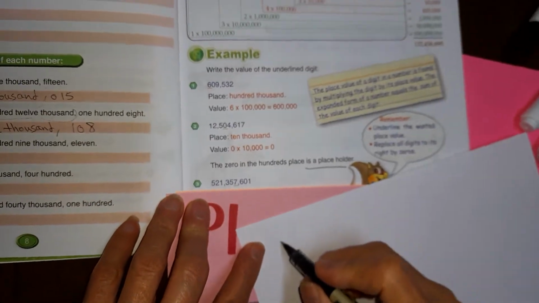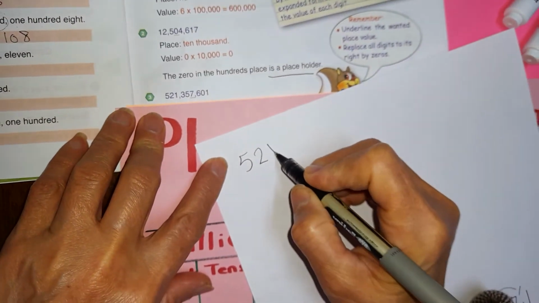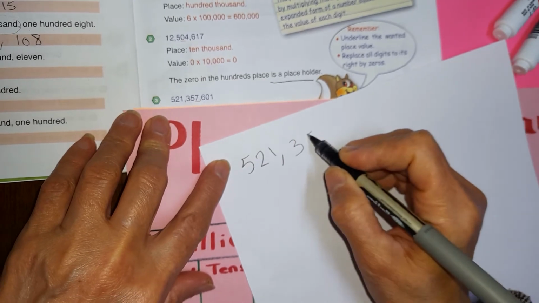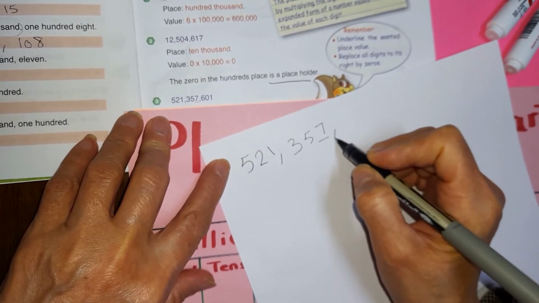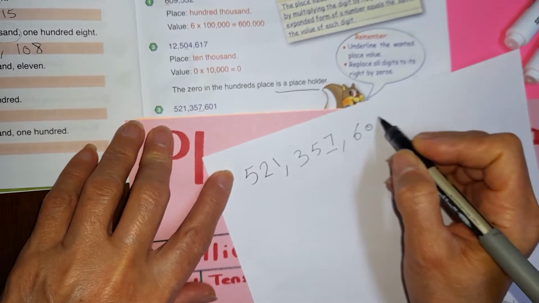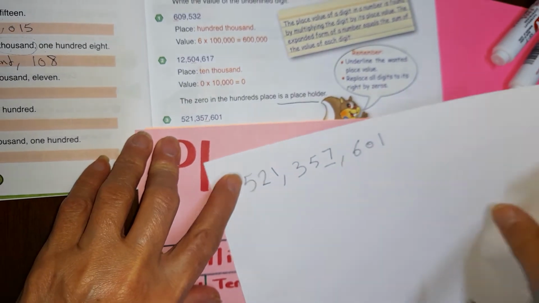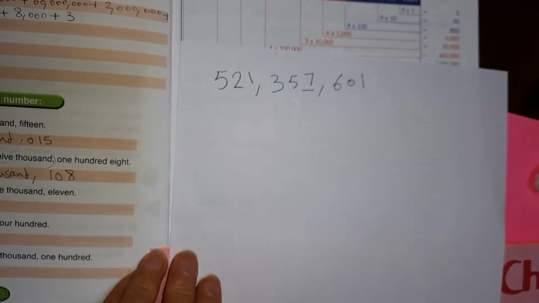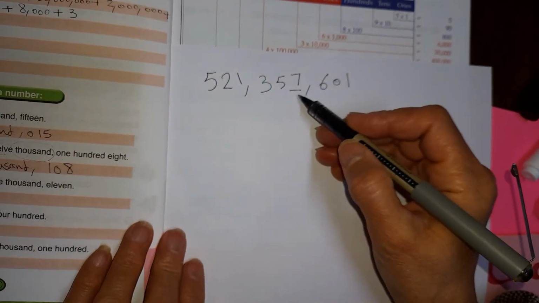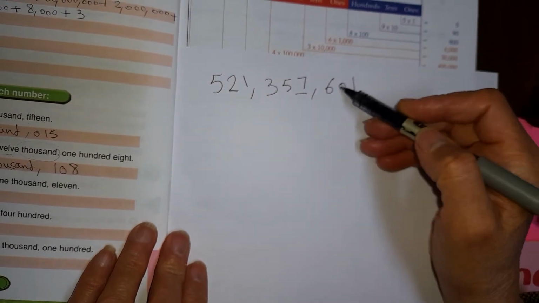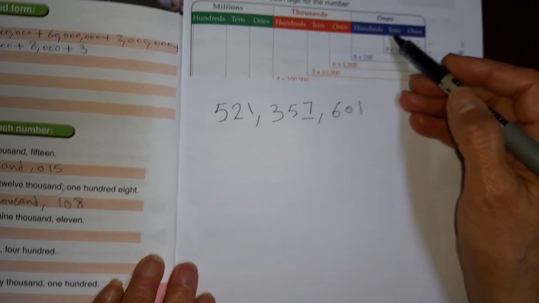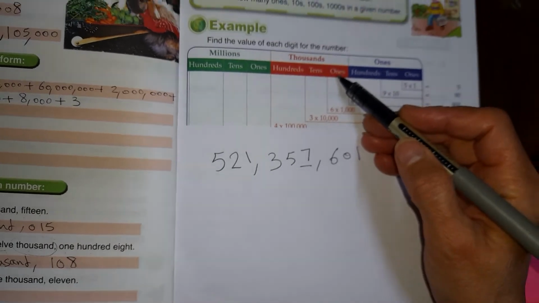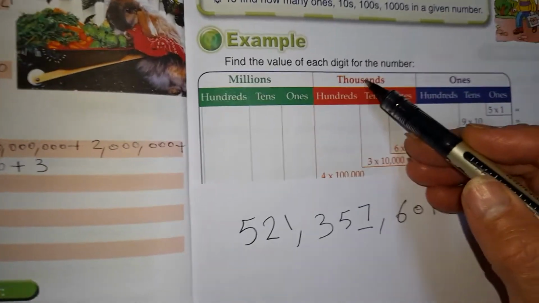What do I have here? I have 521,357,601. Now, what is the name of this place? 1, 2, 3, 4. It is once what? Once 1,000.